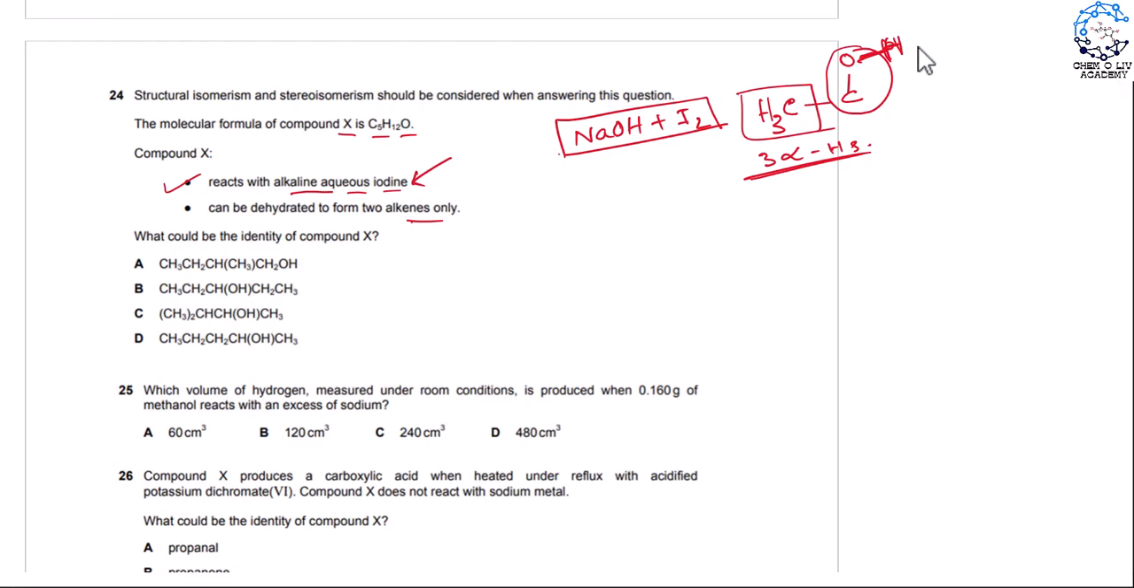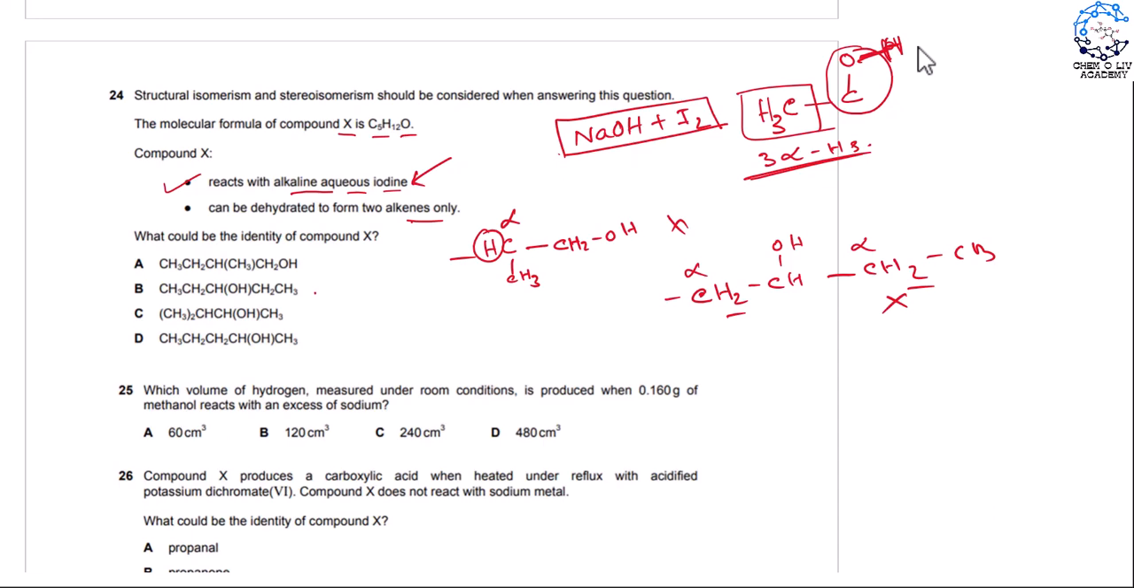Now let's find out from the structures which option could be possible. In the first option I can see CH2OH, and along with that there is CH and CH3. So the alpha carbon does not contain three hydrogens, it contains one hydrogen. So this option could not be correct. For the second one, I can see CH2, CH, then CH2, then CH3, CH3. Again the two alpha positions do not contain three hydrogens, so this option is also wrong.